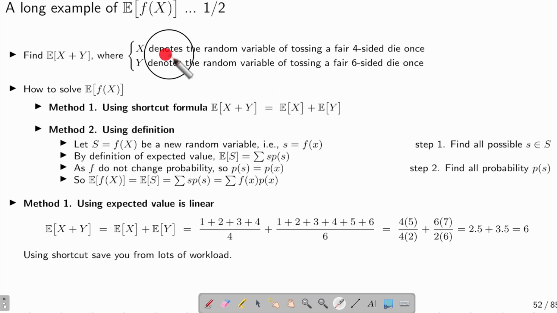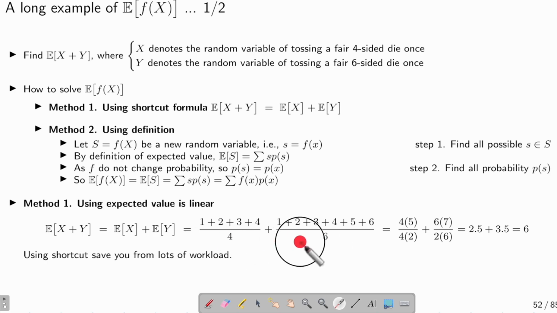What is X? X is the random variable denoting tossing a fair 4-sided die. The die is fair, and the 4-sided die output is 1, 2, 3, 4. So E[X] is basically 1 plus 2 plus 3 plus 4 divided by 4. What's Y? Y is the random variable for tossing a fair 6-sided die once. So E[Y] means the average of the 6-sided die. It will be 1 plus 2 up to 6 divided by 6.